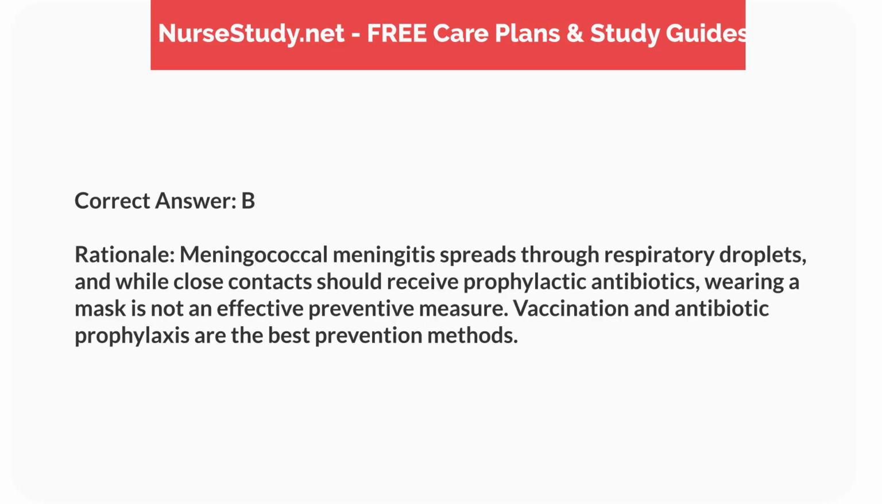Correct answer, B. Rationale: meningococcal meningitis spreads through respiratory droplets, and while close contacts should receive prophylactic antibiotics, wearing a mask is not an effective preventive measure. Vaccination and antibiotic prophylaxis are the best prevention methods.